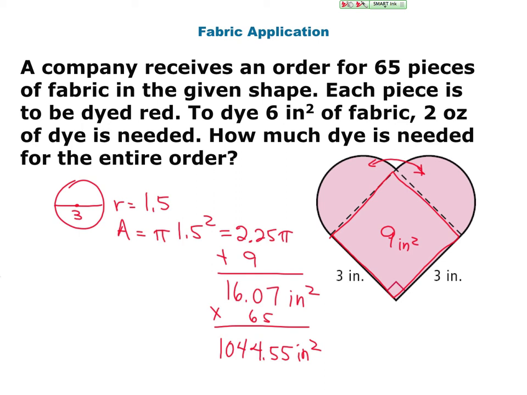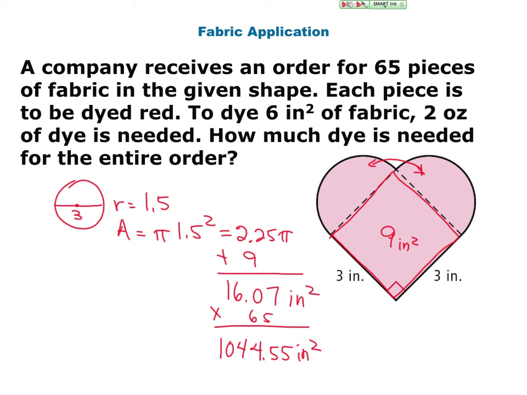Now what do we do to figure out how much dye? It doesn't say 2 ounces of dye for every square inch. It says for every 6 square inches, we need 2 ounces of dye. So how many 6 square inches? So divide it by 6. 174.09. Okay, so that's how many groups we need, and we need 2 ounces of dye for each one.